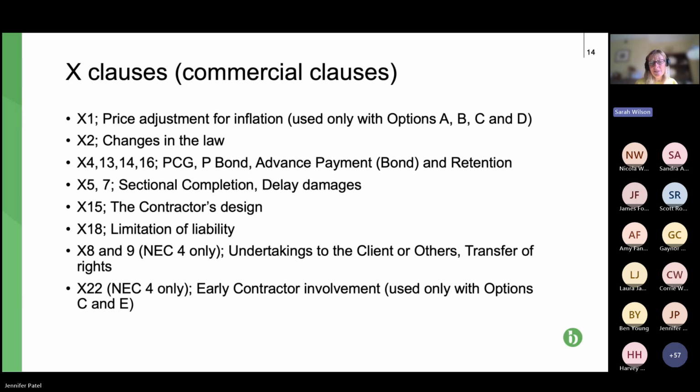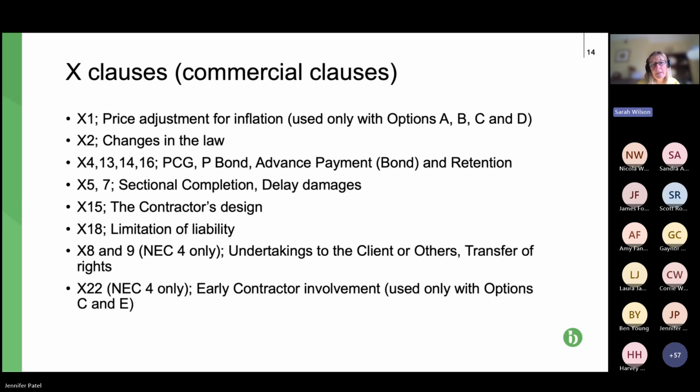X18 is quite a nice limitation of liability clause. It's not essential. If the contractor is willing to have open-ended liability, then it won't be used. But I wouldn't have thought that's a good business model. And I would imagine you would want to try to limit your liability in some ways.